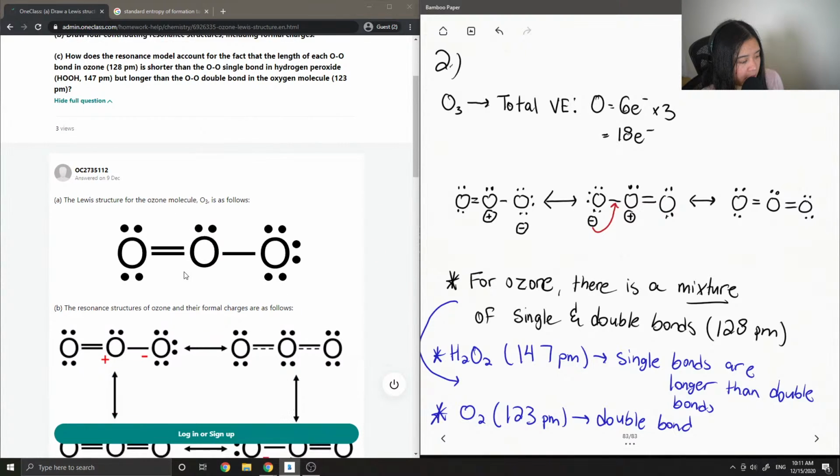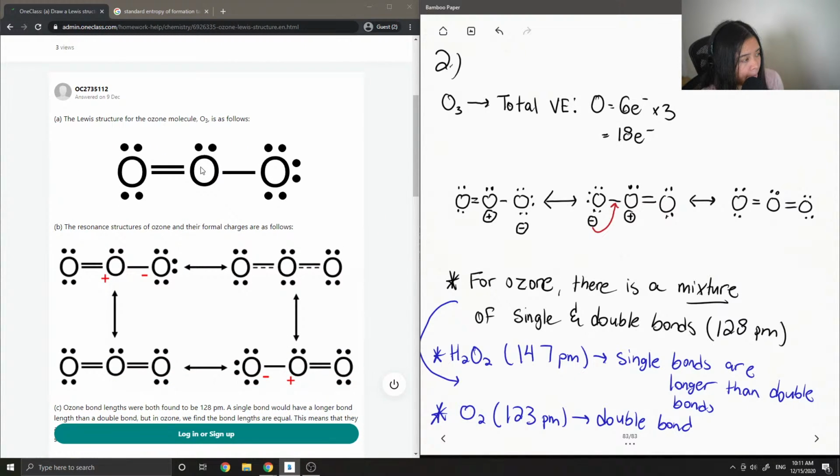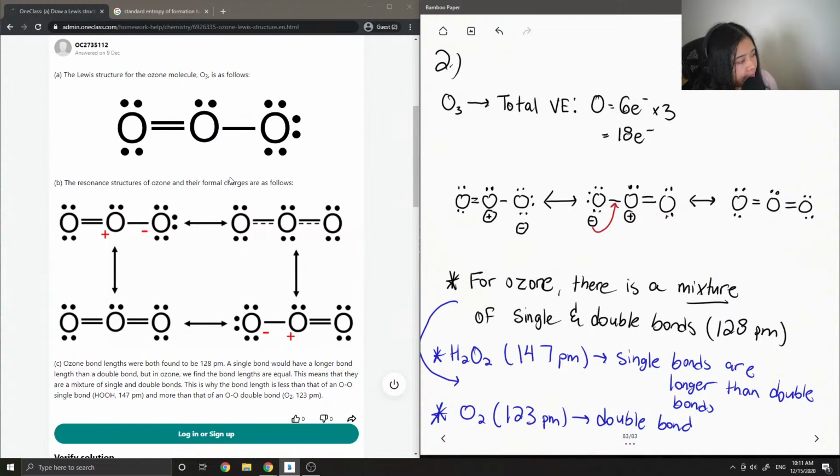Okay, so let's see what the junior tutor said. The Lewis structure for ozone, O3, is as follows. So they have the double bonded oxygen, and then one in the middle, and then a single bond. The resonance structures of ozone and their formal charges are as follows. Yep, so they have something similar.